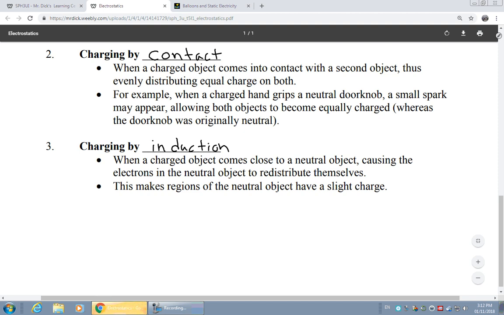And so the neutral object has an even number of protons and electrons, but as soon as a charged object comes near it, its electrons start to get pushed away. They redistribute themselves. And that creates regions within the neutral object that are partially positive and partially negative. Again, that might be a little bit hard to wrap your head around at first, so I'm going to just demonstrate that with a little simulation.